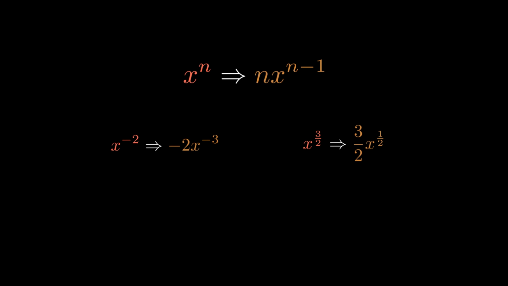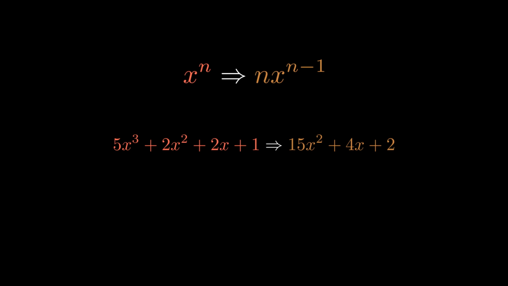The general rule looks like this. It works for all polynomials, no matter what the exponent is. It works on negative and fractional exponents too. It even works on each term in a polynomial independently, and just multiplies with the other coefficients already present. Basically, the power rule is a fact of life for polynomials and their derivatives.